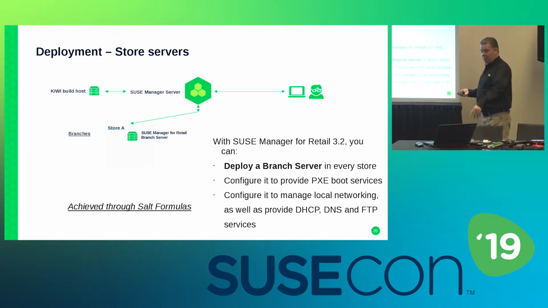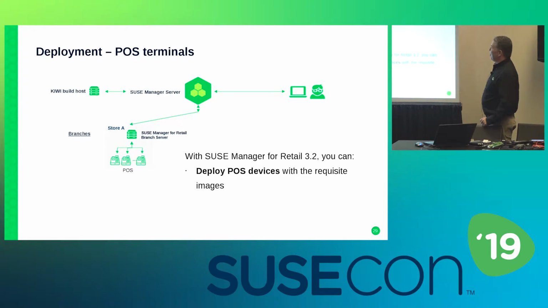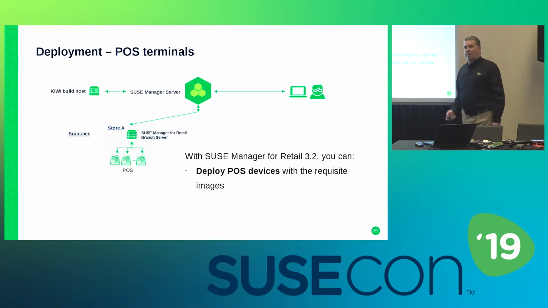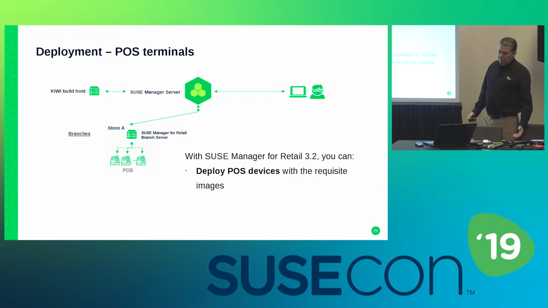I've fired up all my images, so that should all be running. And then basically, once you're at that point, you just go out and start your point of service terminals, and they start PXE booting, and they apply the image. All right? It is that simple nowadays.